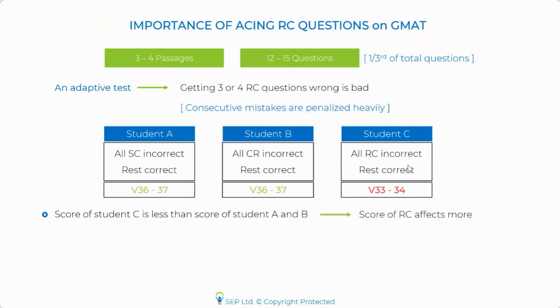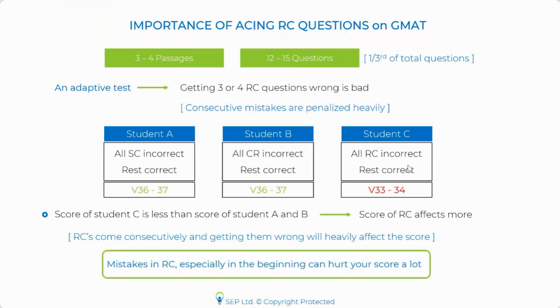That means that the score of the RC affects the exam more. RCs come consecutively, get them wrong, you will really, really, really be penalized heavily. It will affect your score heavily. And especially if you make the mistake in RCs in the beginning, it can really hurt your overall score a lot. Let's say the first question that you get on your exam is an RC, which means the first 4 questions are RCs. And for some reason, if you get 2 or 3 of them wrong, you'll never recover, guys.